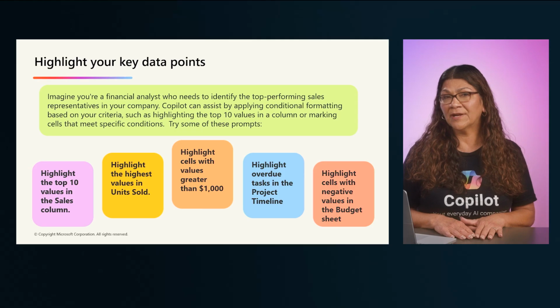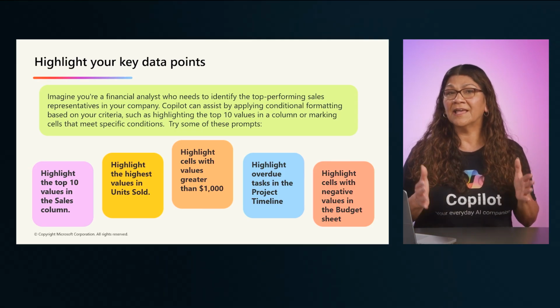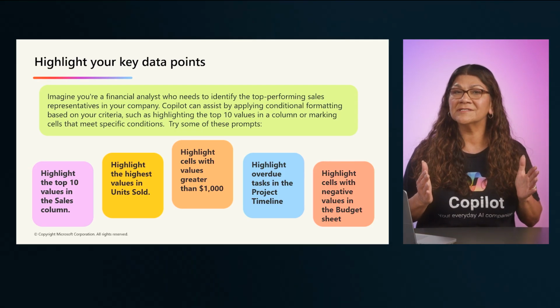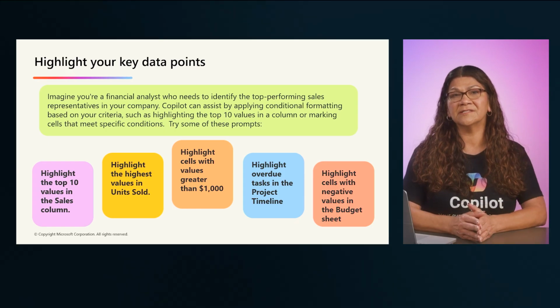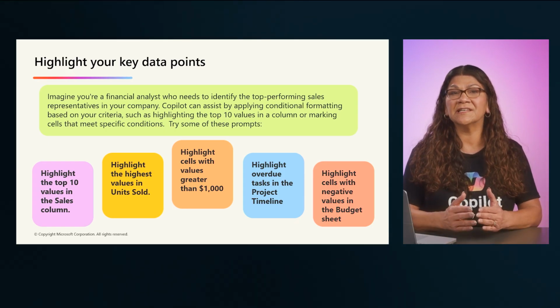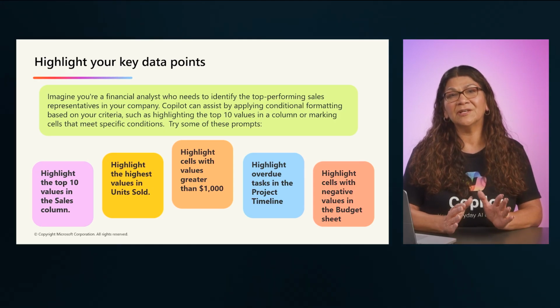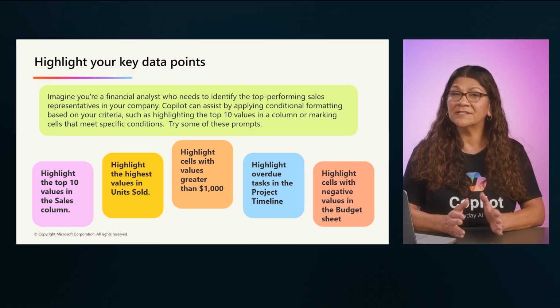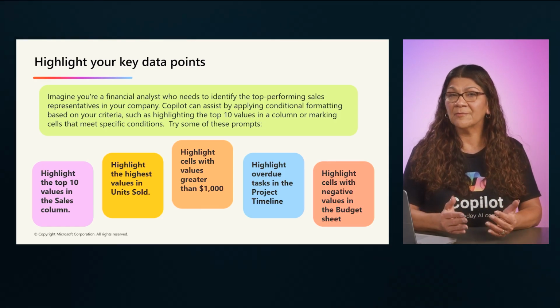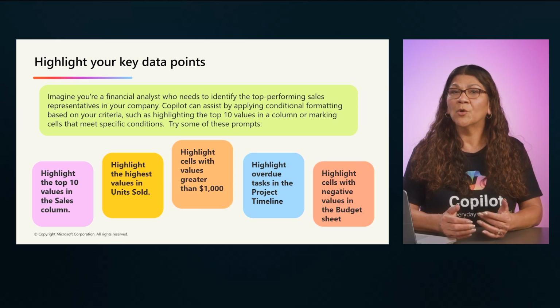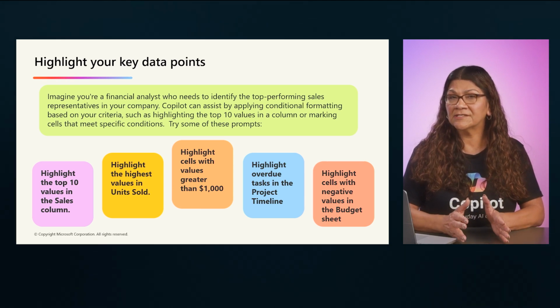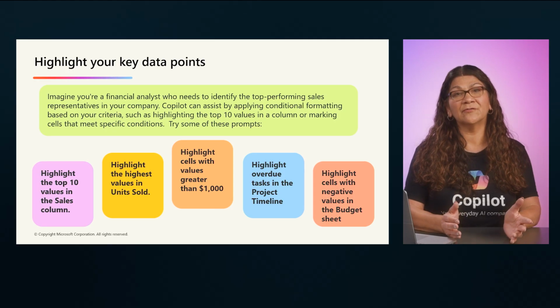Highlighting key data points with Copilot in Excel helps you instantly focus attention on what matters most, turning complex spreadsheets into clear, visual stories. Instead of manually applying conditional formatting, you can simply tell Copilot what to emphasize, such as top values, overdue items, or numbers that meet specific criteria, and it applies the formatting for you.